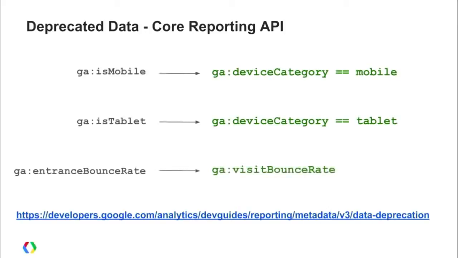For entrance bounce rate, we should instead use visit bounce rate. These are equivalent measurements. We're just cleaning things up a little bit, making it more consistent for this particular case.